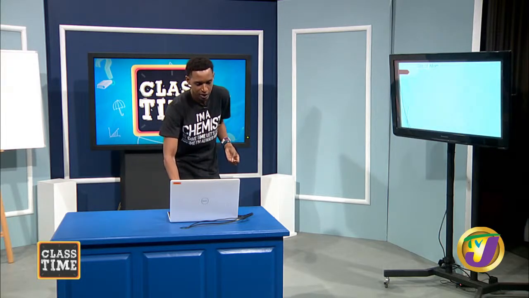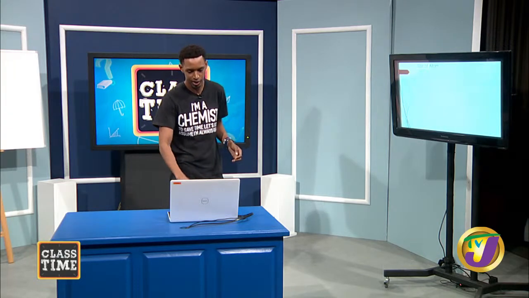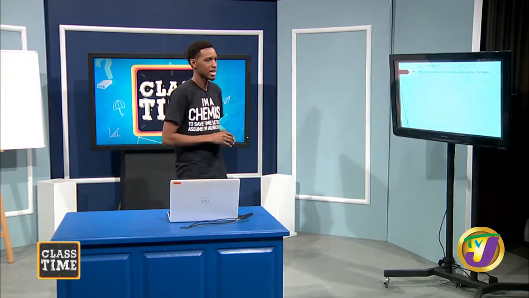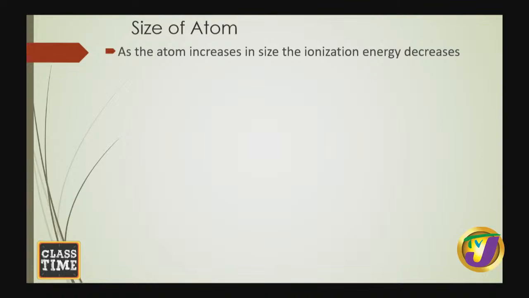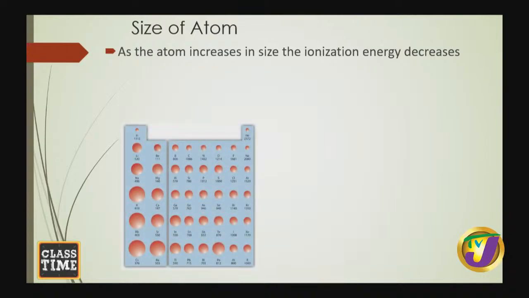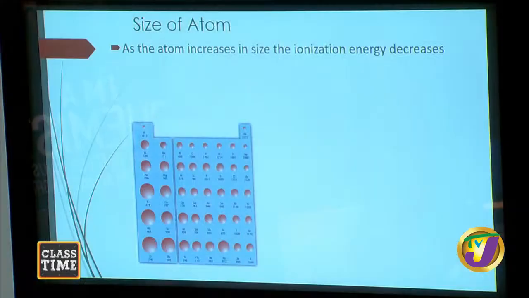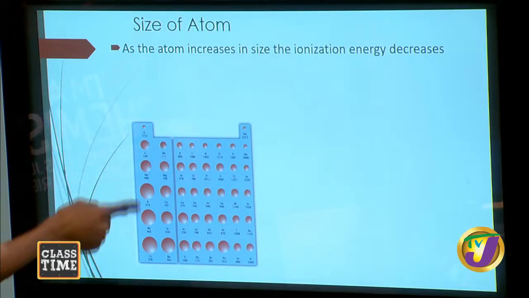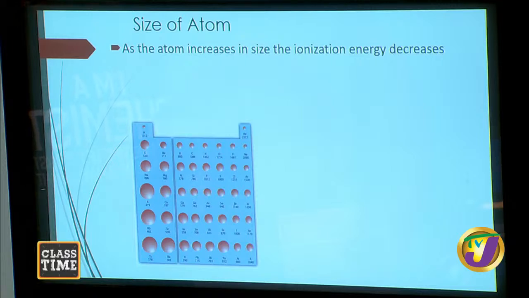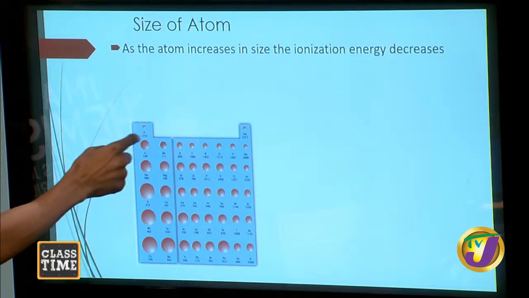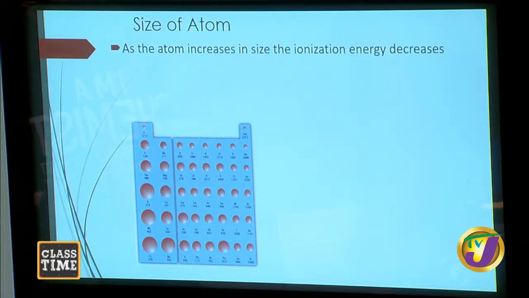Now, let's take a look at the factors that influence ionization energies. One of the main factors is the size of the atom. As the atomic size increases, the ionization energy decreases. Let's take a look at lithium and cesium from group 1. Lithium is very small. Cesium is very big. Therefore, the valence electron in lithium would be a lot closer to the nucleus.